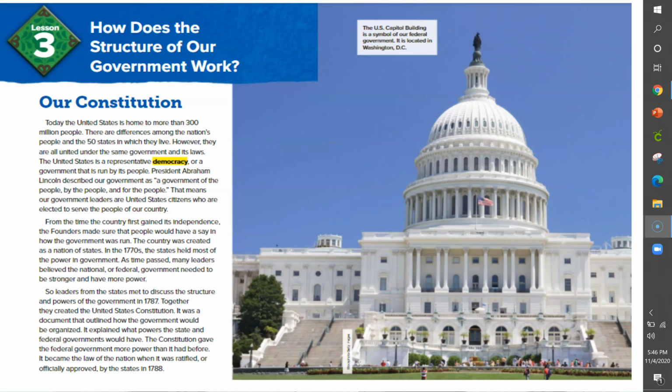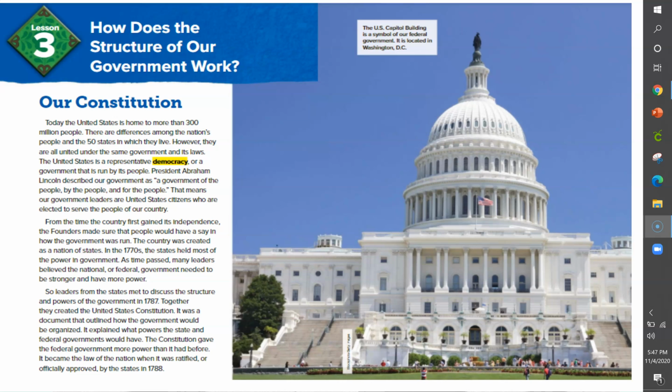The country was created as a nation of states. In the 1770s, the states held most of the power in government. As the time passed, many leaders believed the national or federal government needed to be stronger and have more power. So the leaders from the states met to discuss the structure and powers of the government in 1787. Together, they created the United States Constitution.